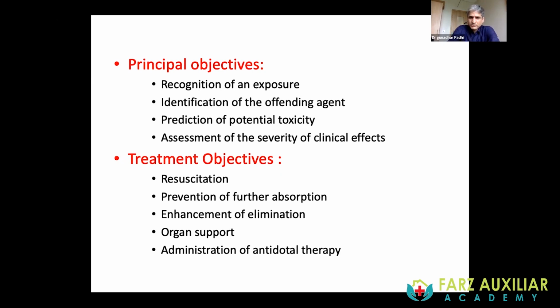Fourth is enhancement of elimination. Do we need the substances to get eliminated from the body faster, like forced diuresis or purgatives? Purgatives will eliminate the toxins from the gastrointestinal tract. Forced diuresis means giving Lasix, soda bicarbonate and IV fluid hydration to flush out toxins through the kidney. Organ support. Any organ involved, we have to support, like kidney support in the form of CRRT or dialysis, and liver support in the form of an artificial liver system or plasmapheresis. Those are important. Last is administration of antidote.